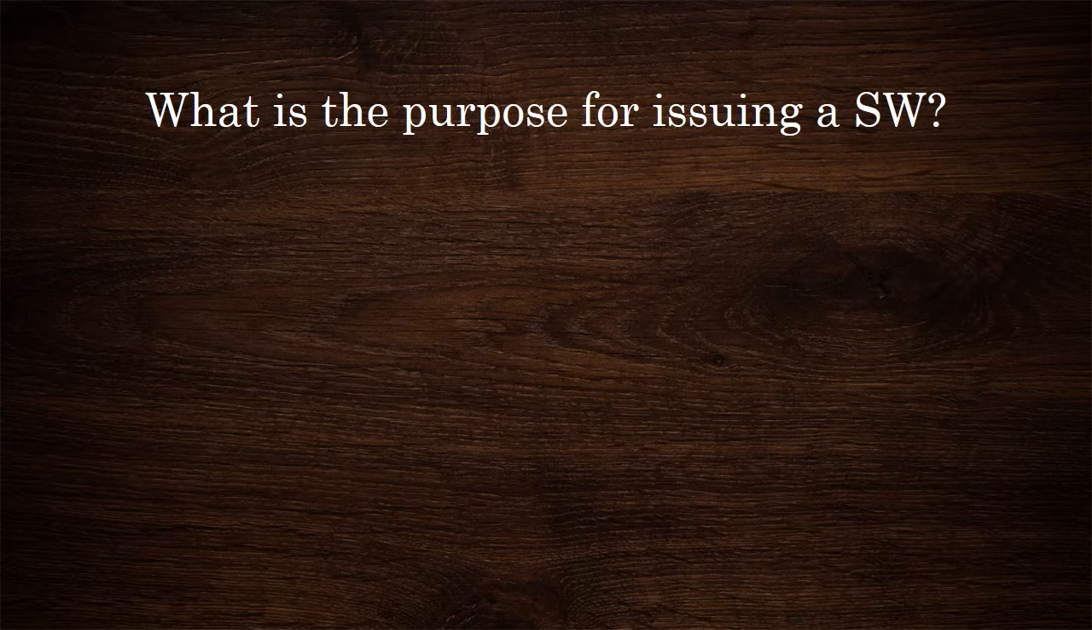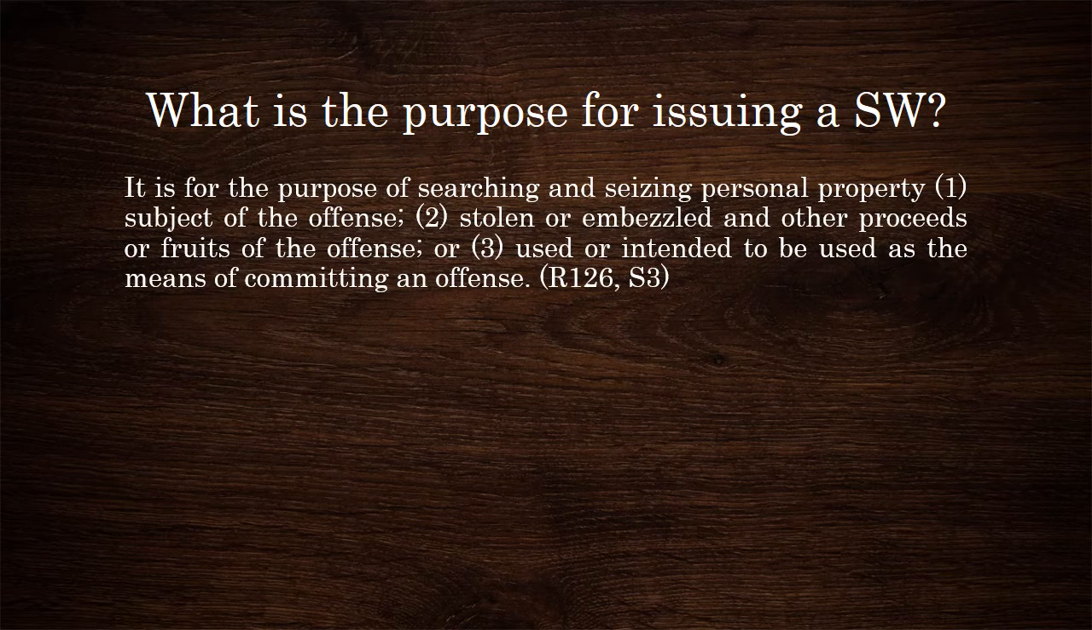What is the purpose for issuing a search warrant? It is for the purpose of searching and seizing personal property, either personal property subject of the offense, or personal property stolen or embezzled and other proceeds or fruits of the offense, or it could be personal property used or intended to be used as the means of committing an offense. This is found in Rule 126, Section 3 of the Revised Rules on Criminal Procedure.